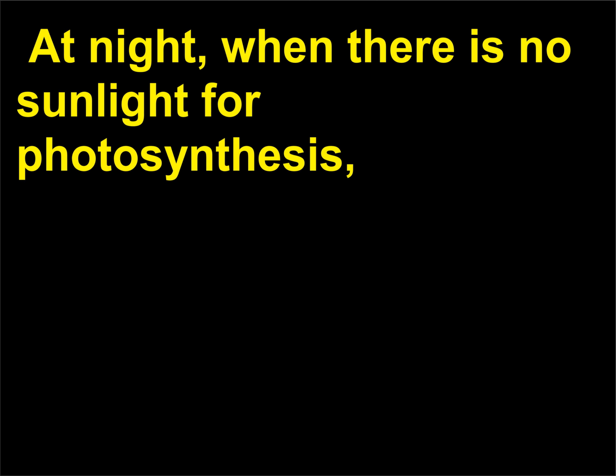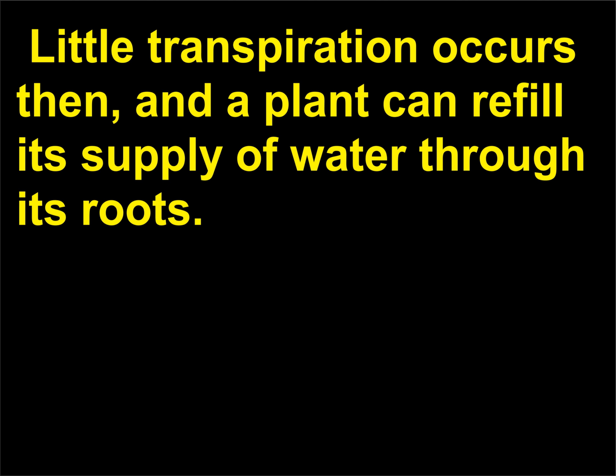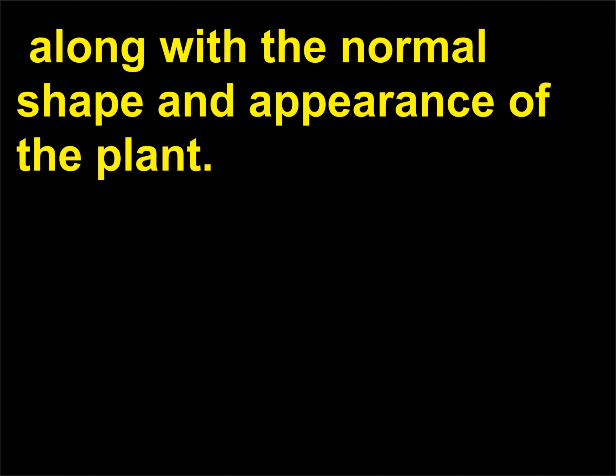At night, when there is no sunlight for photosynthesis, the stomata on plants are closed by special guard cells that surround their openings. Little transpiration occurs then, and a plant can refill its supply of water through its roots. Water pressure will return to normal in plant cells, then, along with the normal shape and appearance of the plant.